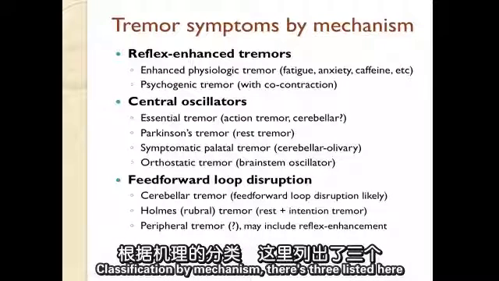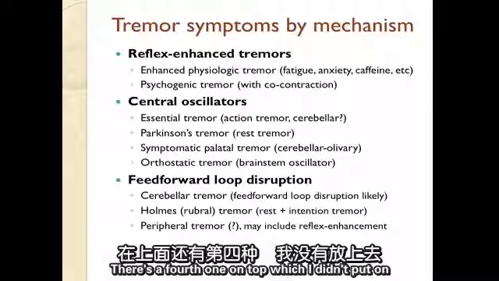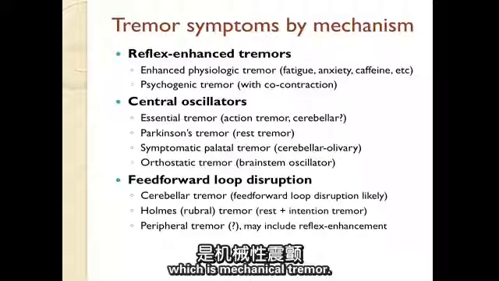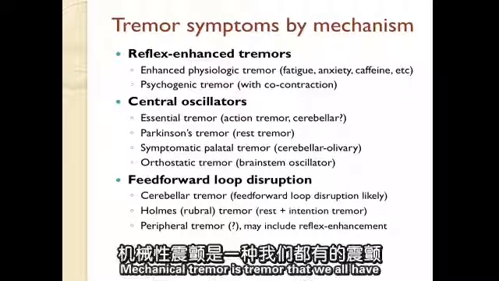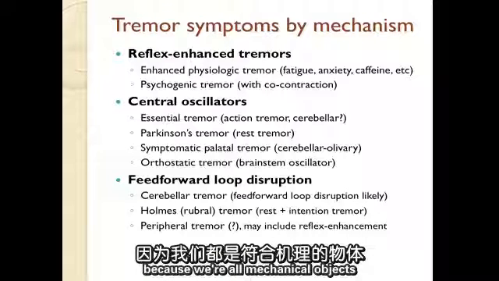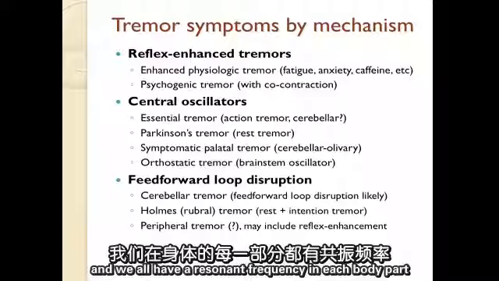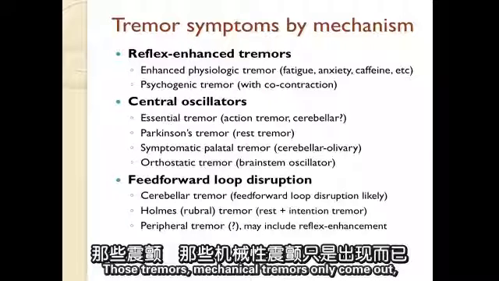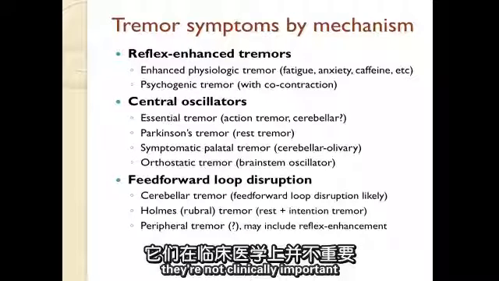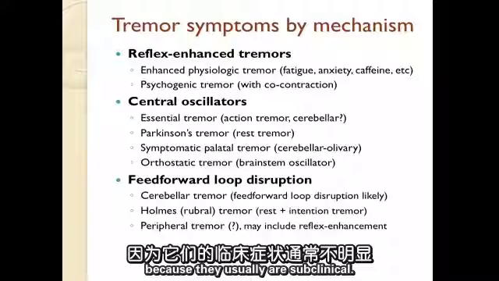Classification by mechanism. There's 3 listed here. There's a 4th one on top which I didn't put on, which is mechanical tremor. Mechanical tremor is tremor that we all have because we are all mechanical objects. We all have a resonant frequency in each body part. Those tremors, mechanical tremors, are not clinically important because they usually are subclinical.